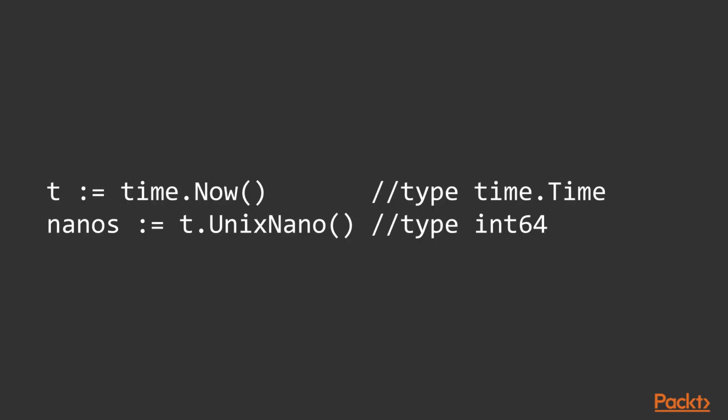The time package provides functions for specifying times, comparing them, and formatting them. The function Now returns the current time as a value of type time.Time. And if you want to get the time in Unix format, you call the UnixNano method on the time.Time value. We'll talk a lot more about methods in Go in section 5.